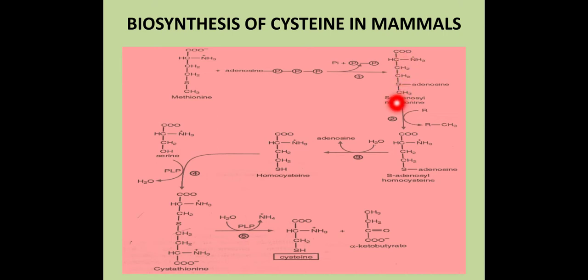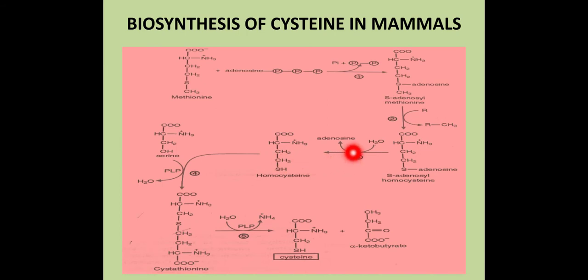In the second step, the methyl group attached to the sulfur is removed, and it is accepted by the receptor R. As a result, S-adenosyl homocysteine is formed from S-adenosyl methionine, and this reaction is catalyzed by the methyl transferase enzyme. In the third step, the enzyme hydrolase removes the adenosine group which is attached to the sulfur atom and forms homocysteine. Thus, homocysteine is formed from S-adenosyl homocysteine by the removal of the adenosine group.